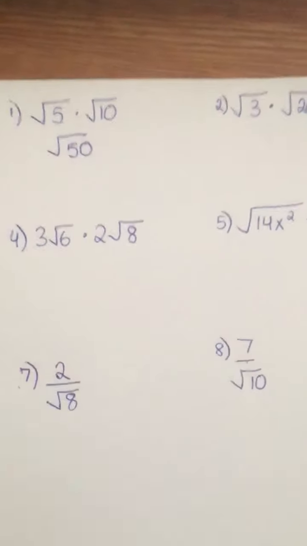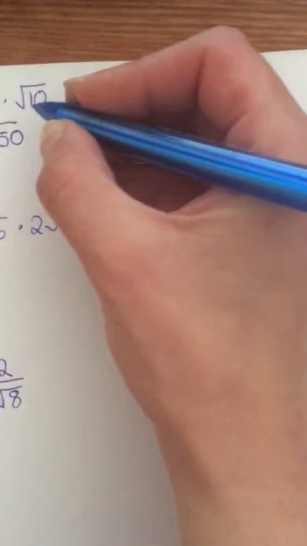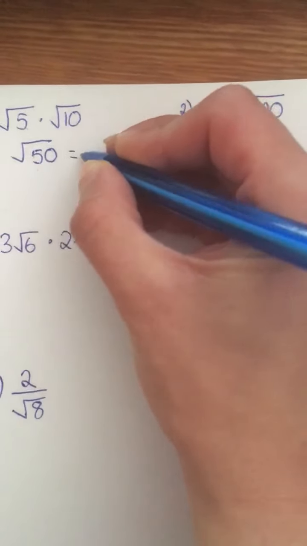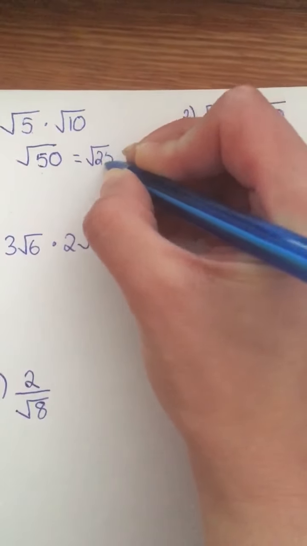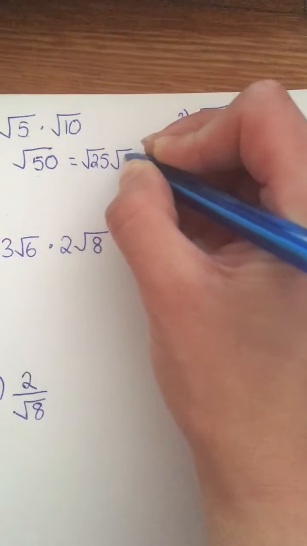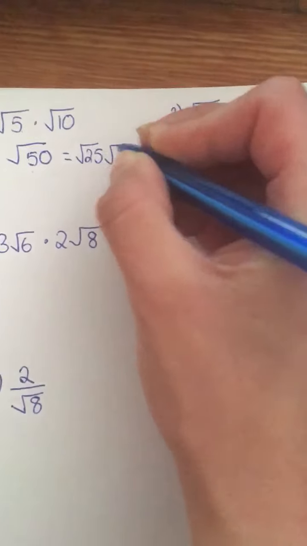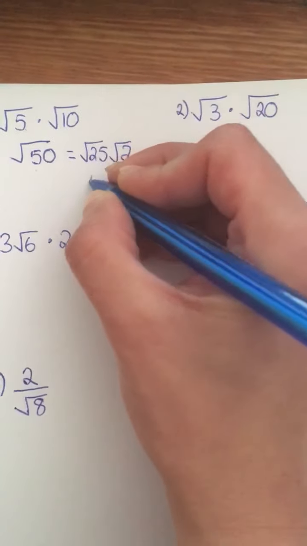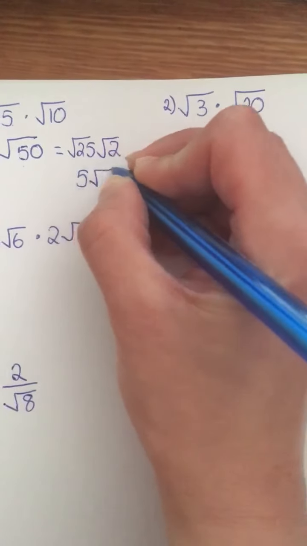So the perfect square that fits into 50 would be 25. So let's rewrite this as radical 25 times radical 2. So we are breaking it up again, and then we're simplifying. The square root of 25 is 5. Radical 2 is left over.